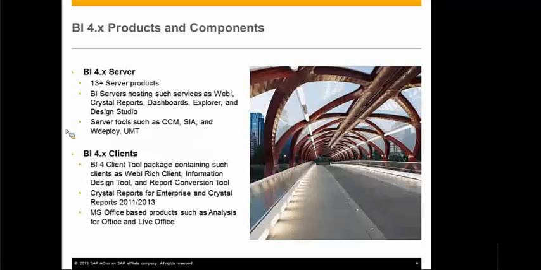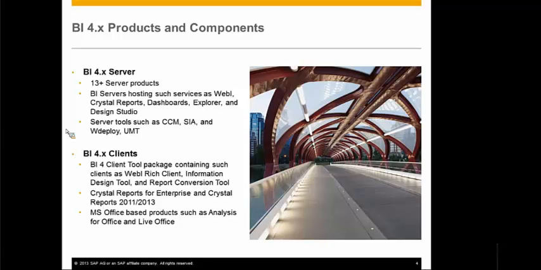So to get started, let's talk a bit about the products and components that comprise the BI 4 and 4.1 infrastructure. So the BI 4 server has about 13 plus server components and services such as Web Intelligence, Crystal Reports, dashboards, and many of these services are hosted inside the adaptive processing server that we talked about in the previous webinar. We also provide supplementary tools to help administer the products, so things like the Central Configuration Manager, the Server Intelligent Agent, the W-Deploy tool, and also the UMT tool that I'll cover in a bit more detail on the next slide.